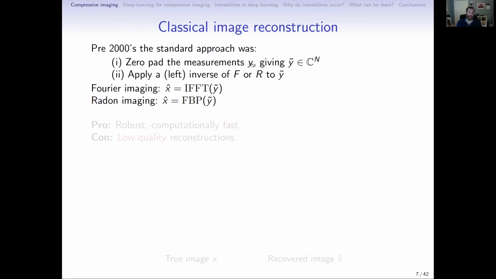You take your measurements y, you zero pad them to get a vector y tilde in C^N, and then you apply some kind of left inverse of your forward operator. If you're doing Fourier imaging, then this is an inverse zero-padded FFT. For Radon imaging, it's typically a zero-padded filtered back projection. Of course, this hides the many variations and intricacies and different things that were being tried, but more or less, this is the general idea of what was being done.